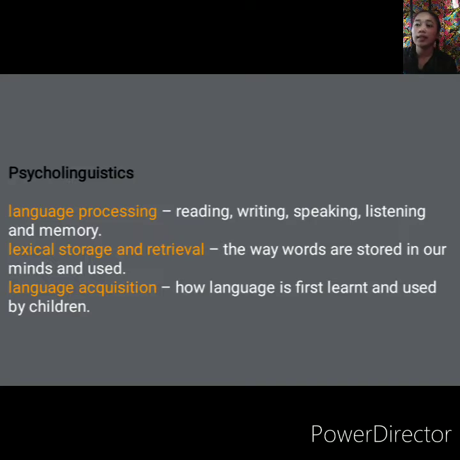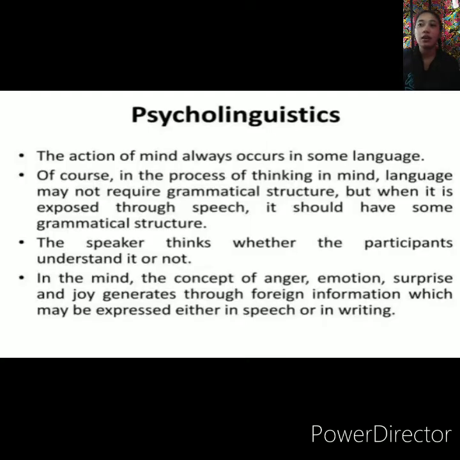Language processing covers reading, writing, speaking, listening, and memory. Lexical storage and retrieval is the way words are stored in our mind and used. Last is language acquisition, which is how language is first learned and used by children. Psycholinguistics also recognizes that actions of the mind always occur in some language. In the process of thinking, language may not require grammatical structure, but when it is expressed through speech, it should have some grammatical structure.